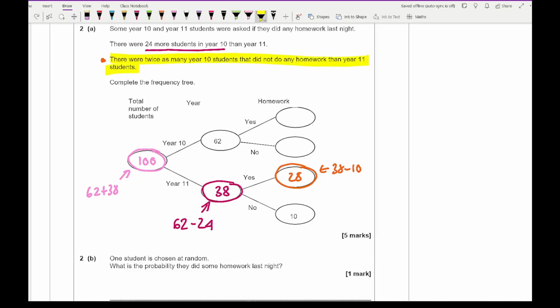Going back to this statement, it says that twice as many students in year 10 did not do any homework than year 11 students, which therefore means that this number here is going to be double this number here. So that one is going to be 2 times 10, which is 20. And then finally, I can work out my last one, which is 62 minus 20, which is 42. So there's my completed frequency tree.